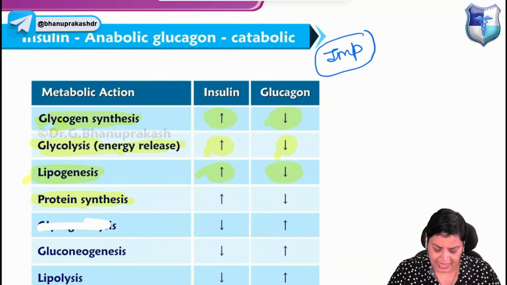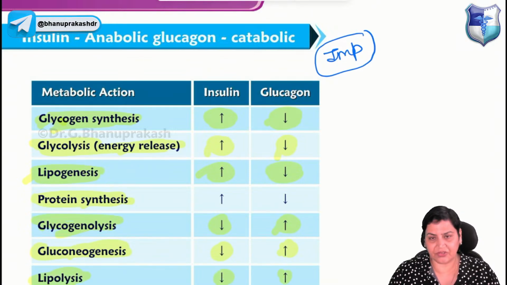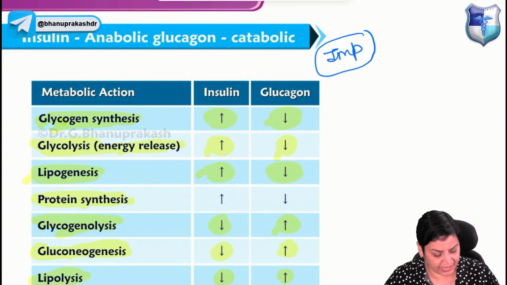Okay? With glycogenolysis, insulin decreases it, glucagon accelerates it. If we talk about gluconeogenesis, decreases, increases, lipolysis, decreases, increases, and ketogenesis, decreases, increases. Right?